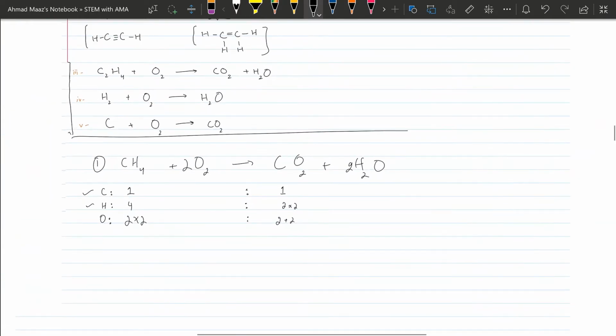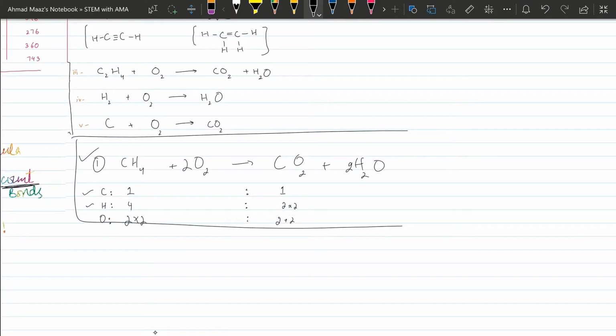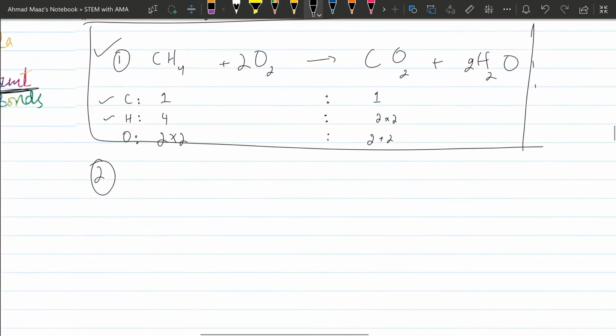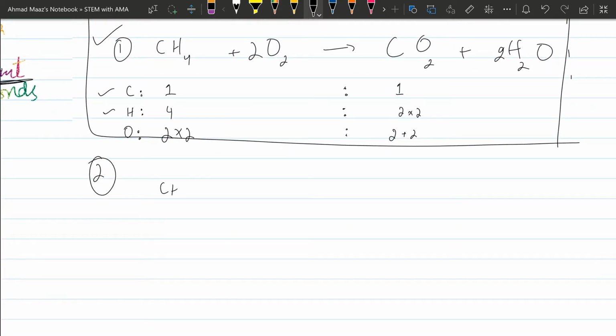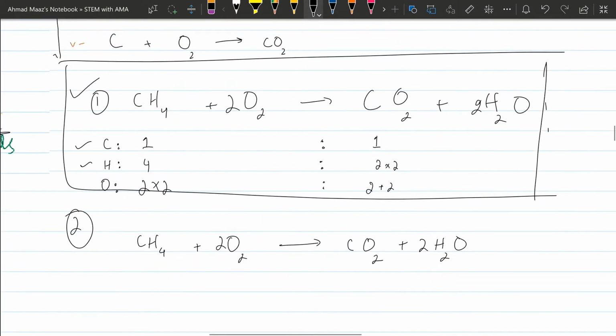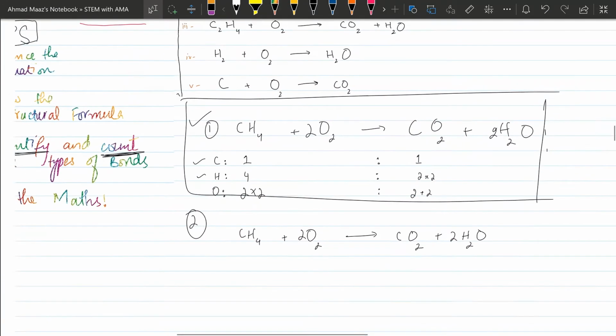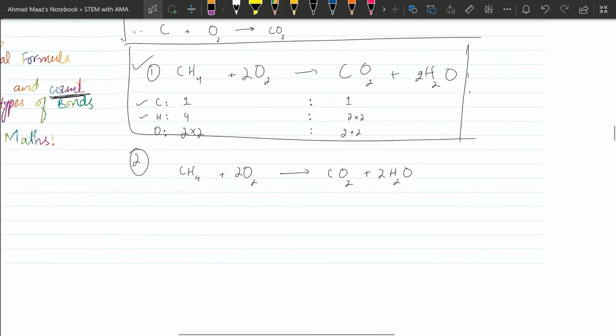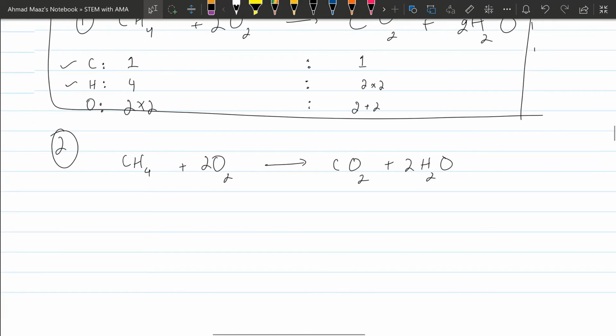Step 1 is done. Let's move on to step 2. Before we start step 2, let me just rewrite this balanced chemical equation which we'll be using for further calculations. Step 2 says draw the structural formula. Now let me just draw the structural formula.